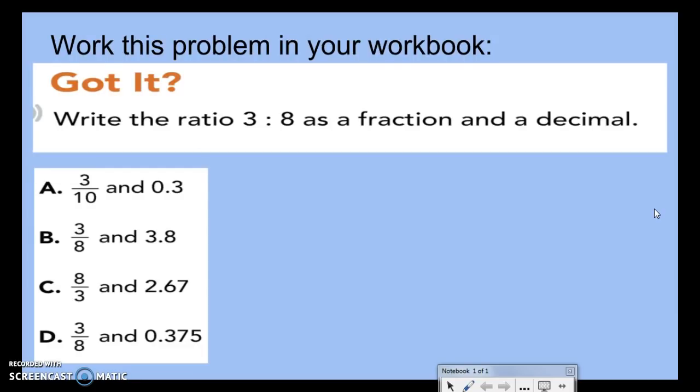Alright, I want you to work this problem in your notebook. Copy down the question or the situation, and then I want you to figure out which answer is correct. Don't just write A, B, C, or D, write the actual numbers. Write the ratio 3 to 8 as a fraction and as a decimal. Go ahead and pause the video, copy it down, and figure out which one would be the correct answer. When you think you got it, push play and see if you got it right.